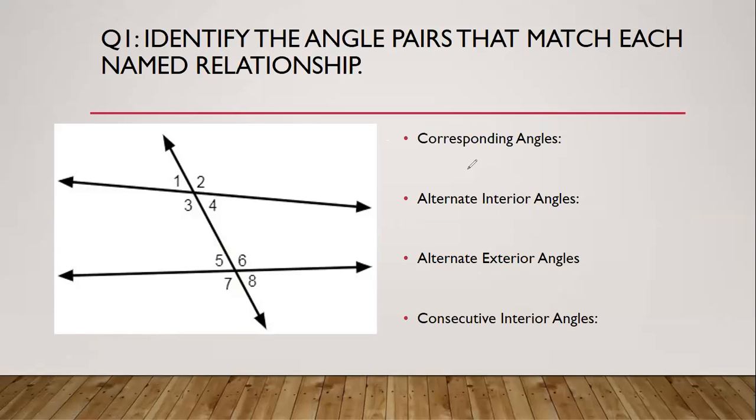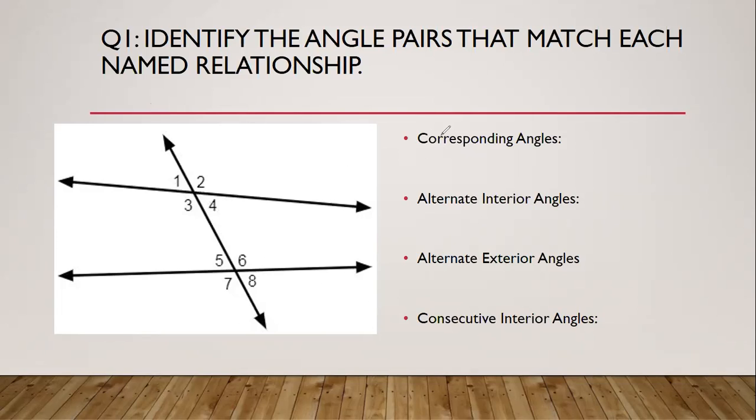So we have our first question here, and it says, identify the angle pairs that match each named relationship. Okay, so we have this guy here. We have our two lines cut by this transversal. We have our angles here. Okay, 1, 2, 3, 4, 5, 6, 7, 8. And we want to name the angle pairs that match each angle relationship.